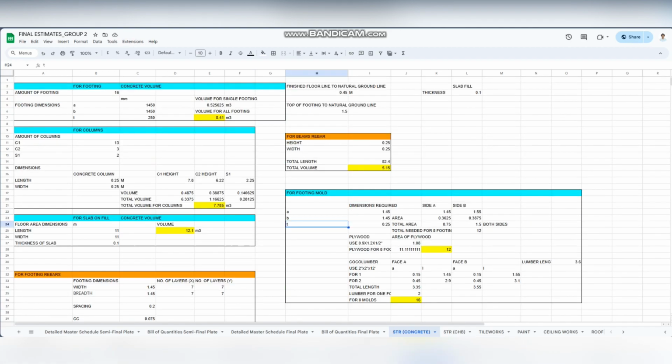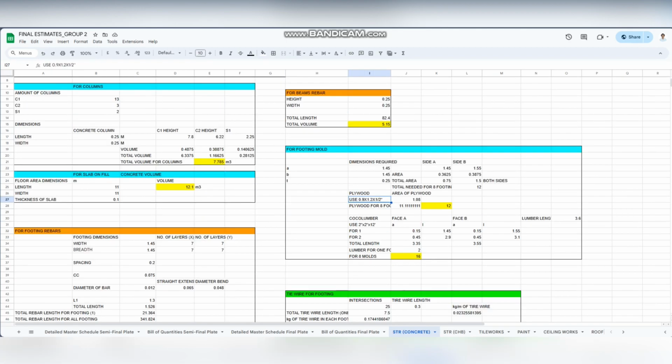And for the footing molds, we used 0.9 by 1.2 meter, half-inch thick plywood. So we gathered the area, side A and side B. Then we multiply that by half the amount of footings, which is 16, so that would be 8. So there would be 12 plywoods needed for 8 footings.